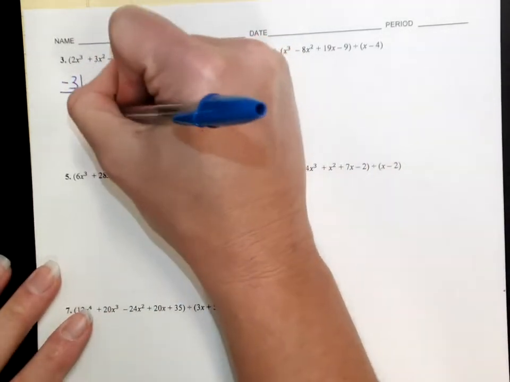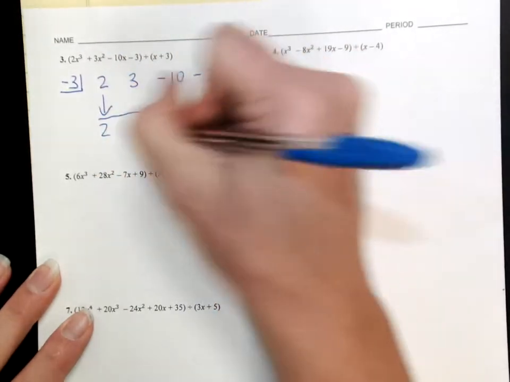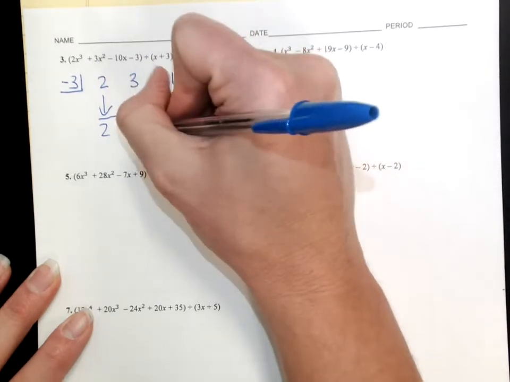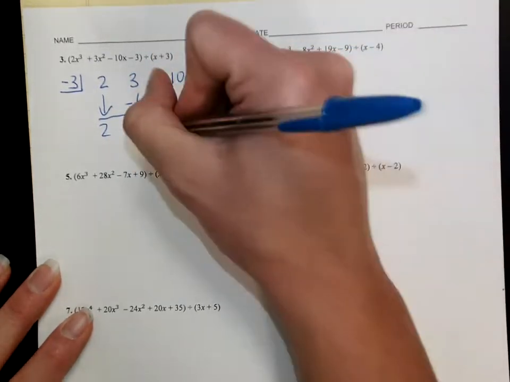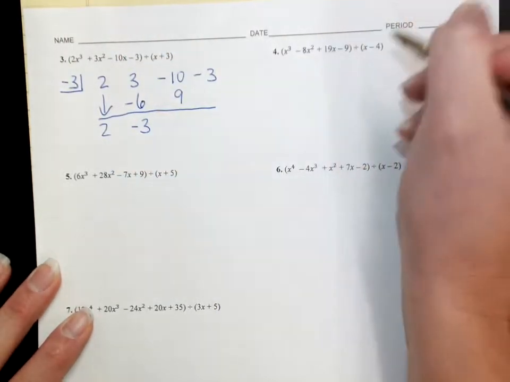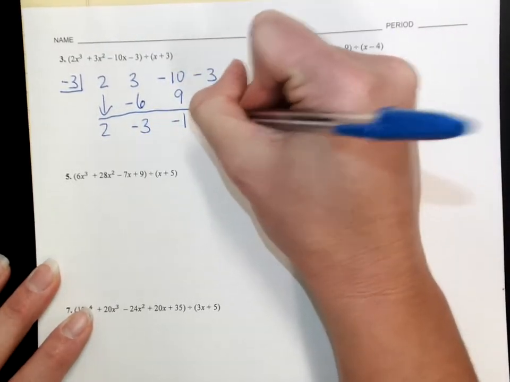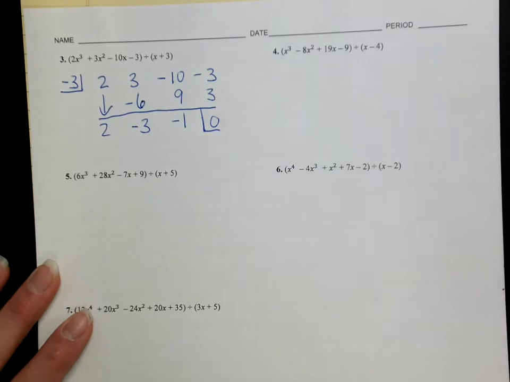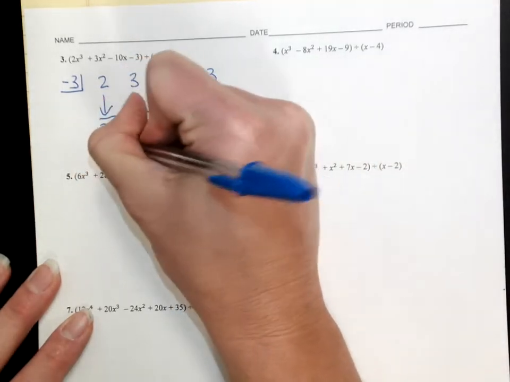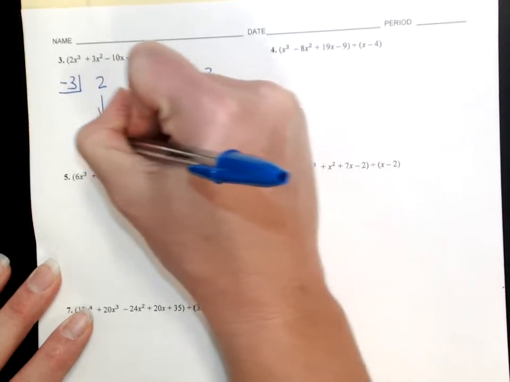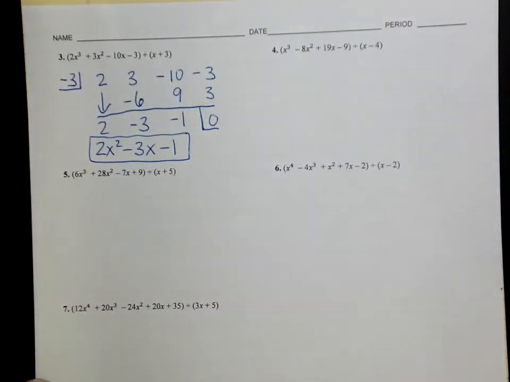But again, I can work this out just like the last one. Bring down the number. 2 times negative 3, negative 6. 3 and a negative 6, negative 3. Negative 3 times negative 3, positive 9, negative 1, 3. Also a remainder of 0, which is good. I like remainders of 0. And again, I can just plug back in my x's. I'm going to keep going.